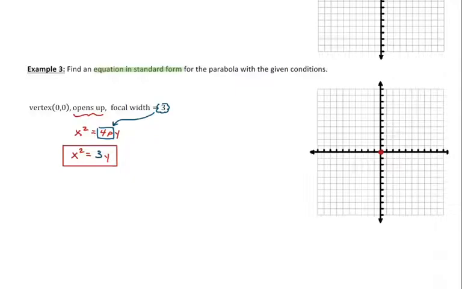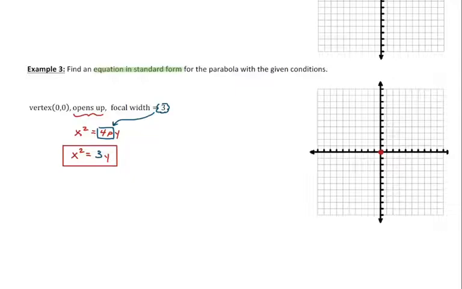3y. And again, because the focal width is 3 and we're told that the graph opens up, I can say that the number in front of my y should be a positive 3 rather than a negative 3. If the graph opened down, that would be x squared equals negative 3y. Because it wouldn't affect the focal width, it would just have a direction of opening down, which should be a negative p-value. So now I have my equation, but I also want to sketch the graph here.